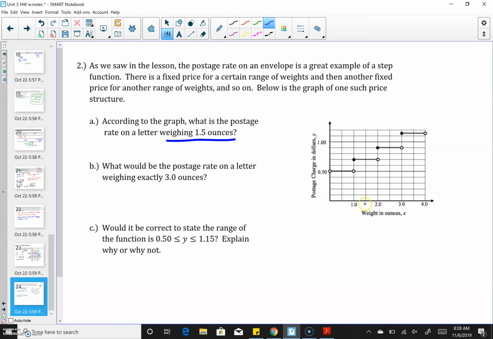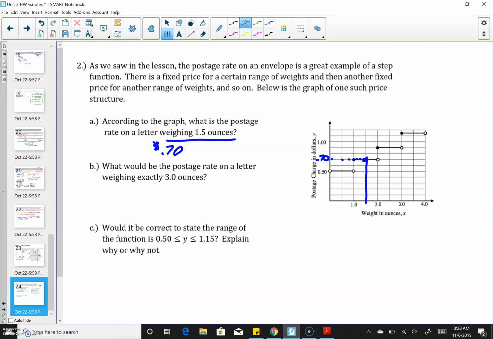So if we go to 1.5 on our graph for our ounces, and we go up, we find that it intersects our graph at that second horizontal step. So if we look at our y-axis here, it's 50, and then there's 1, 2, 3, 4. So it takes 5 lines to get to $1. So each of those lines is going to represent 10 cents. So if we go over, that's going to mean that 1.5 ounces is going to be 70 cents.